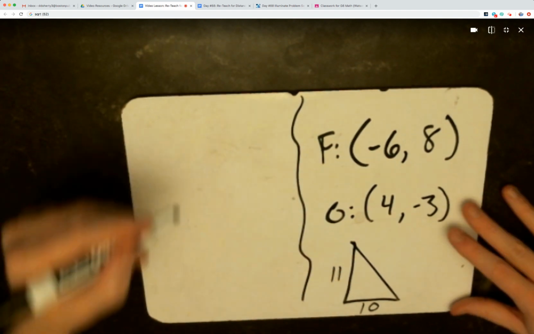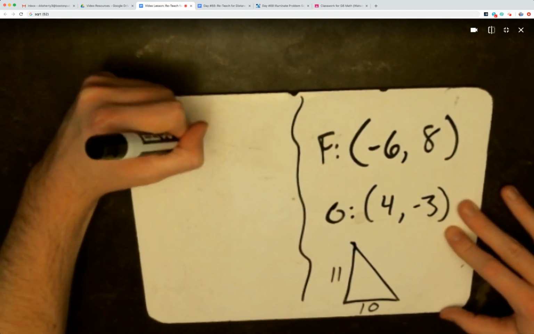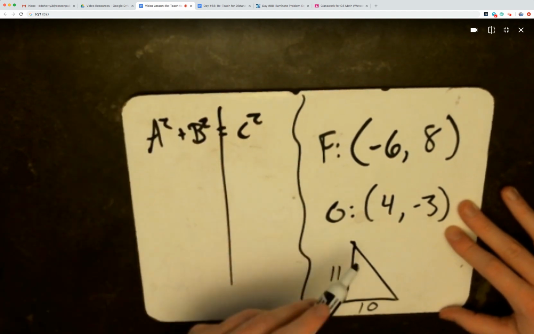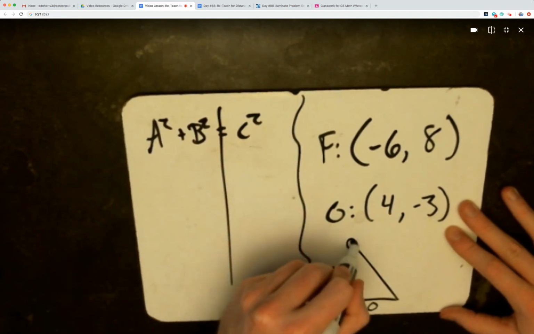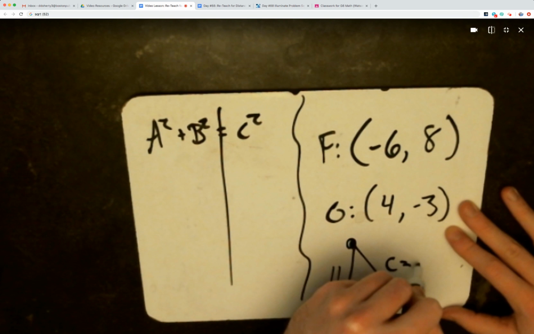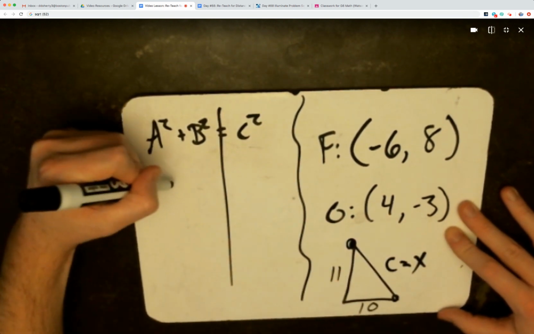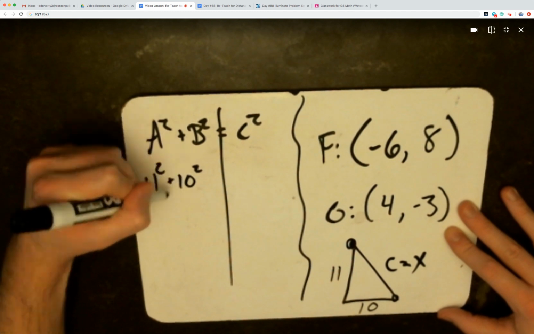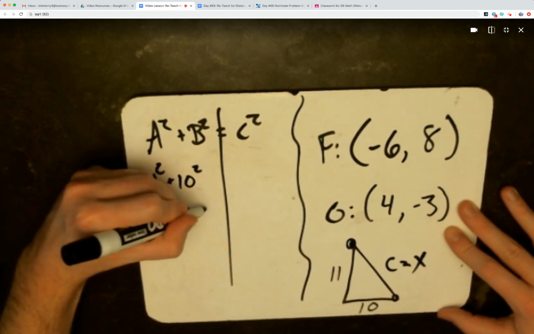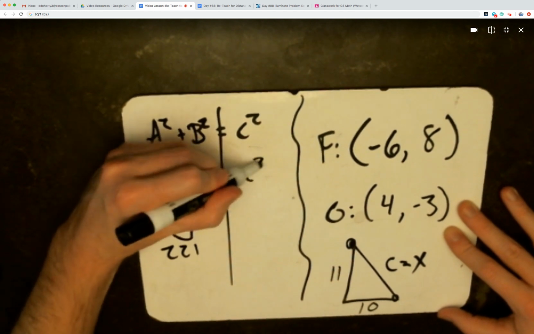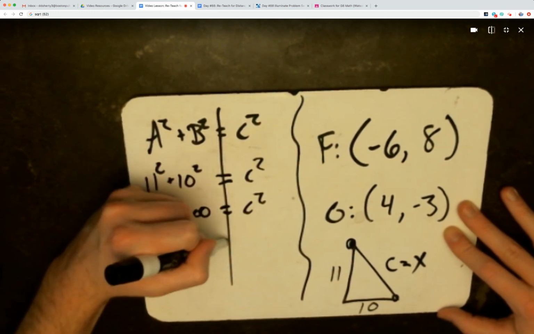At that point, it's just a matter of plugging that into a squared plus b squared equals c squared. Whenever we're doing distance on a coordinate plane, we're always finding the diagonal line. We're always trying to find c. So we know a is 11, b is 10. We're going to square both of those. 121 plus 100. That gives us 221. At each step of the way, that was equal to c squared.